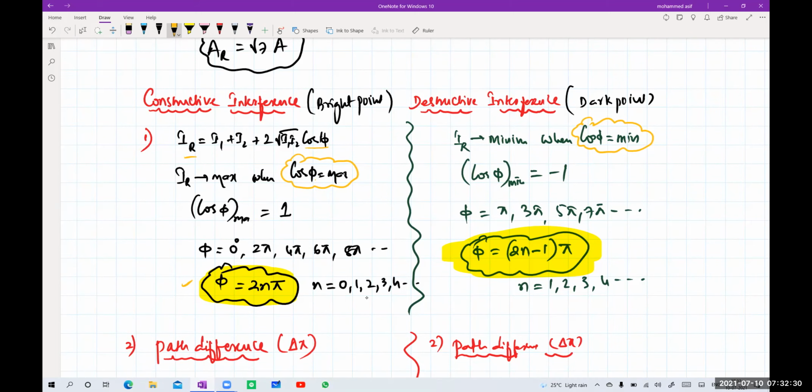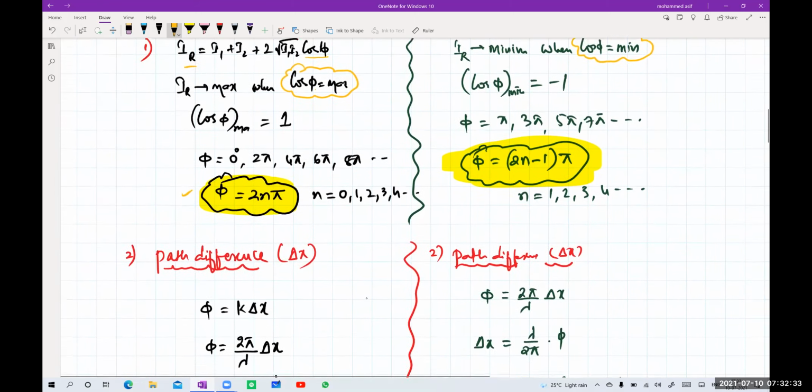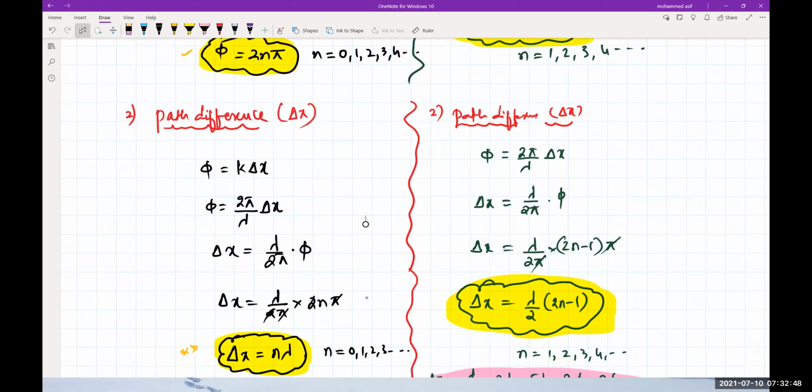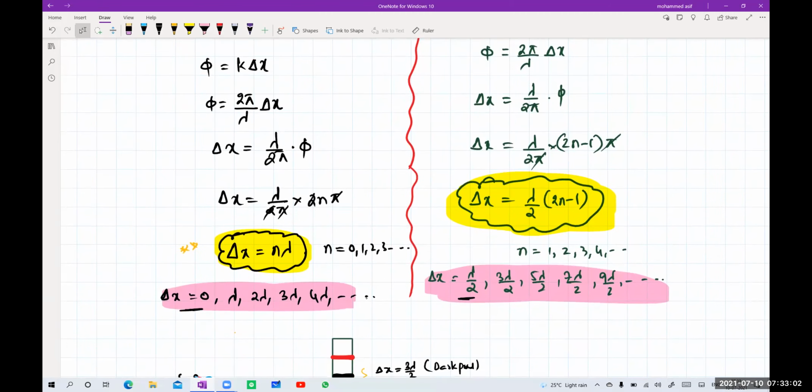Now if I'm talking about path difference for this one, phi is equal to k into delta x, where k is known as 2 pi by lambda, into delta x. Bringing delta x out, delta x is equal to lambda by 2 pi into phi. Substitute the value of phi here, beta: 2n into pi. So this pi, this 2 and this 2 will get cancelled. So what path difference are we getting, beta? n into lambda. For constructive interference, we are getting the maxima. We are getting one general formula: delta x is equal to n lambda, where n is equal to 0, 1, 2, 3, going on like that.